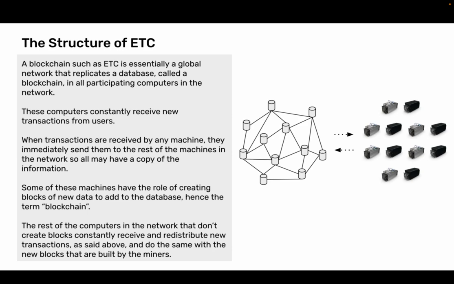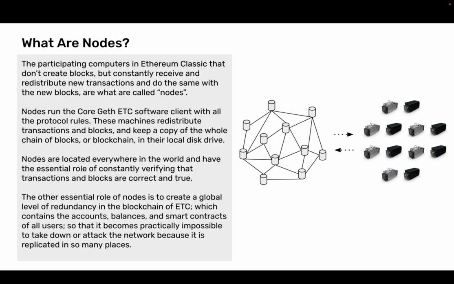Some of these machines have the role of creating blocks of new data to add to the database, hence the term blockchain. The rest of the computers in the network that don't create blocks constantly receive and redistribute new transactions, as said above, and do the same with the new blocks that are built by miners.